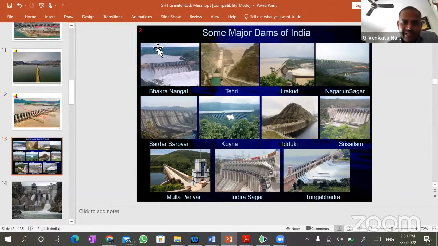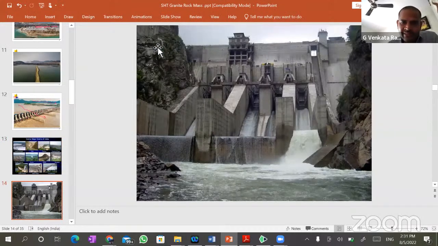Finally, the close view of this one is this. Ultimately, this is the gravity dam. These are the height of the dam, these are the stilling basins, these are the spears. This is the downstream side, this is entirely the downstream side. Near there, there are energy absorbers also.